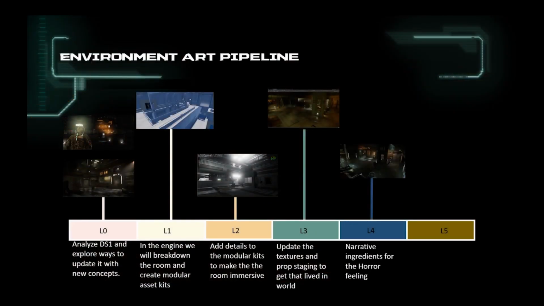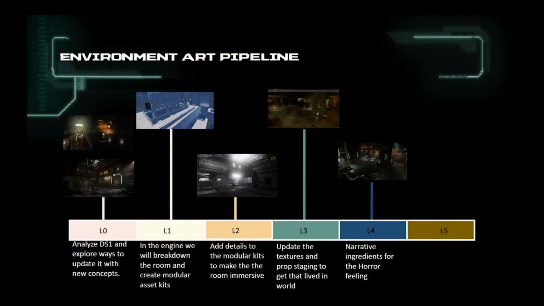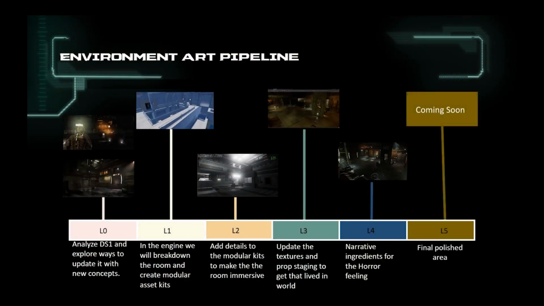L4 is where we add all the narrative elements. All the architectural kits get a polish pass with wear and tear. Small props, signs, markings, bloodstains, dirt, and grime are added to get that lived-in world feeling and give that horror storytelling element. L5 is where the polished elements of all the art department get integrated to give that final high-quality next-gen Dead Space look and feel. This will be coming soon.